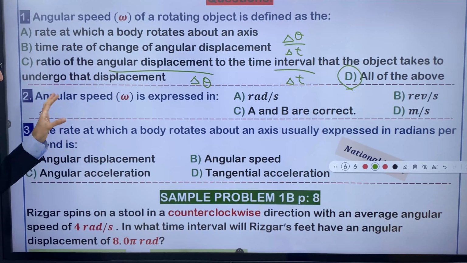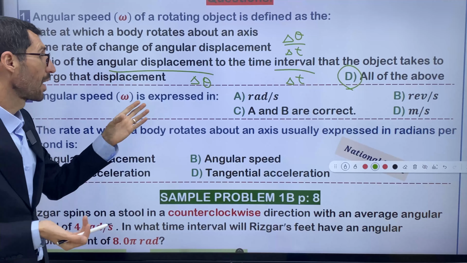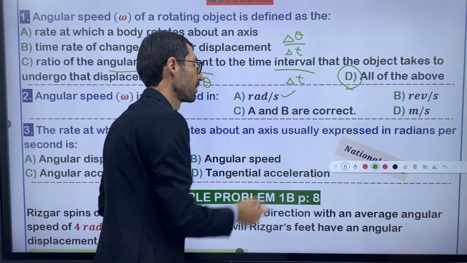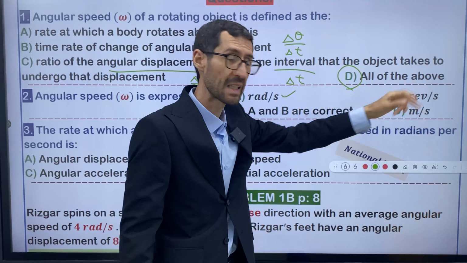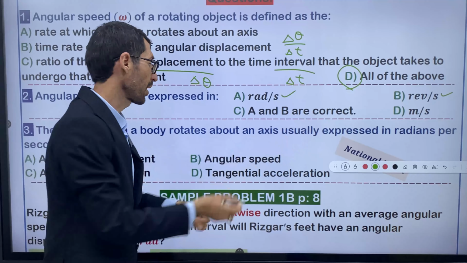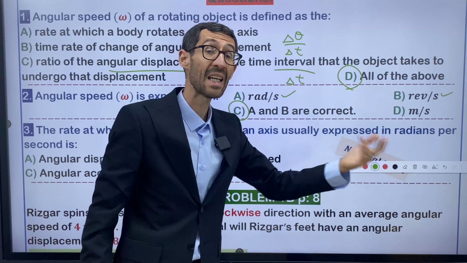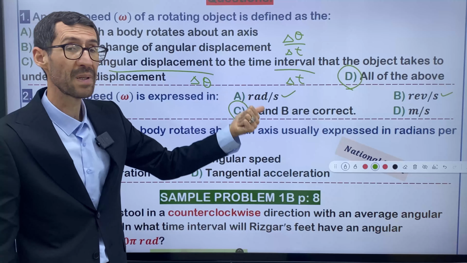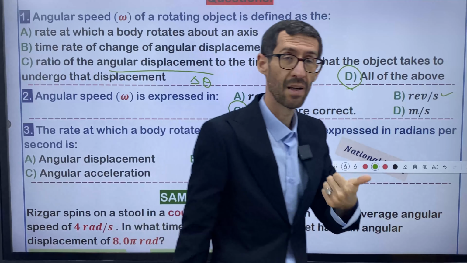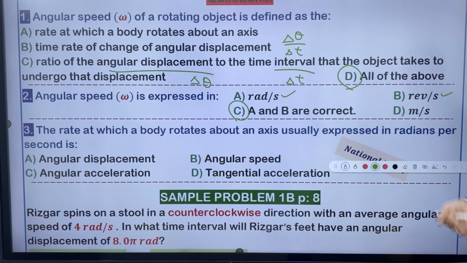so it doesn't mention SI. You see, it doesn't say. The question says, in general. A, rad per second is true. B, rev per second, it can be. C, A and B are correct. Right. D, it says meter per second. Meter per second cannot be, because meter per second is the unit of what? Linear speed, not angular speed.